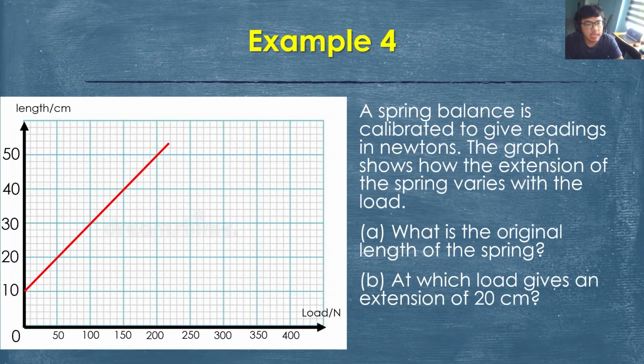Example 4. A spring balance is calibrated to give readings in newtons. The graph shows how the extension of the spring varies with the load. So basically that's just saying this is what the graph is. A, what is the original length of the spring?